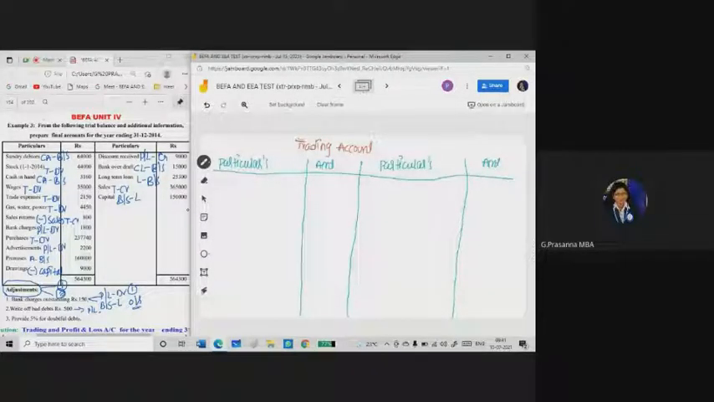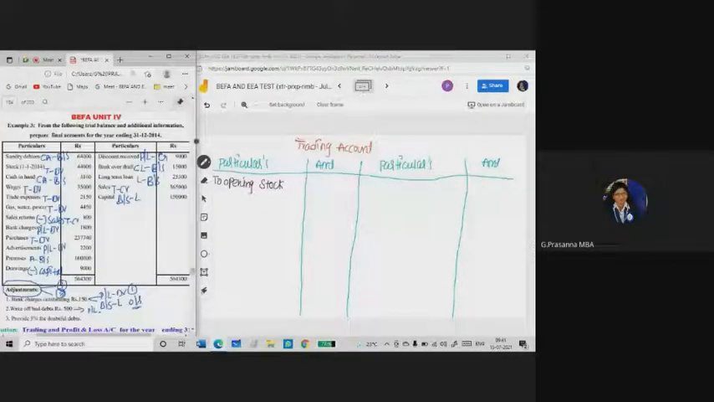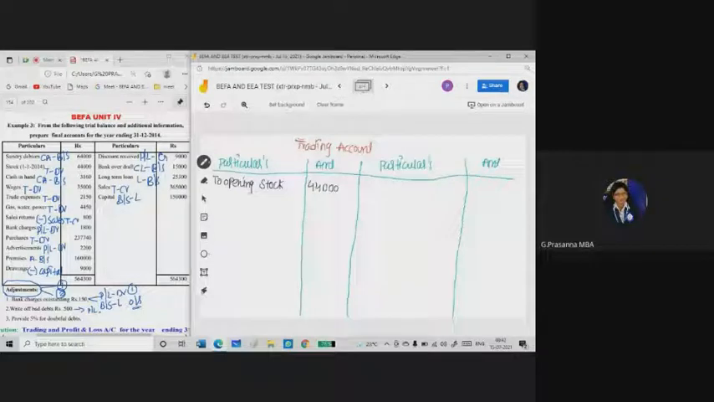Opening stock. So here you have to write opening stock. What is the amount of opening stock that he has given in the question? Opening stock is 44,000. Okay, I have the opening stock amount 44,000. Next, cash in hand is not related with the trading. Wages. Okay, wages are related with the trading.